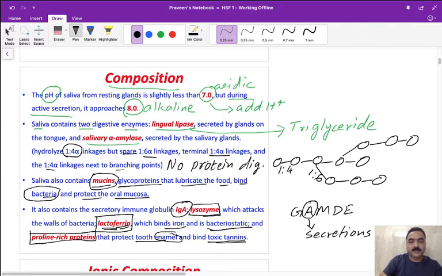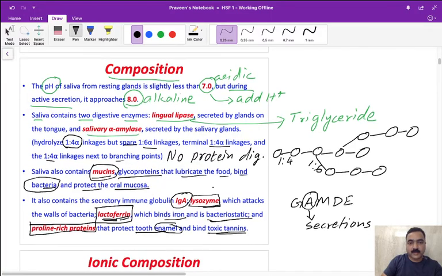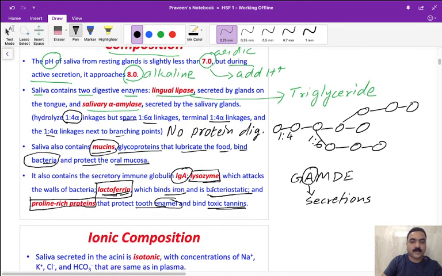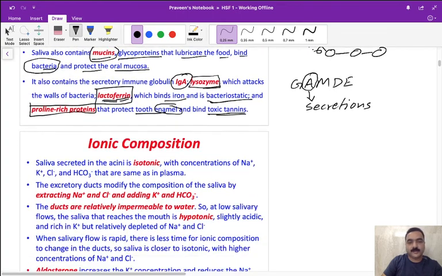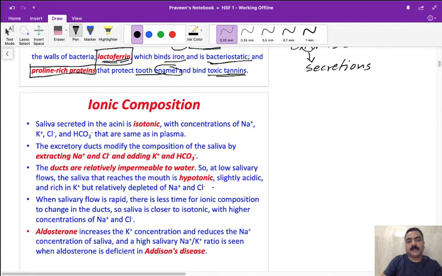So now let us move on to the ionic composition, how the ions like sodium, potassium and chloride are regulated, and what their importance is. We have also discussed the isotonic nature. When it is being secreted, saliva is isotonic to plasma. Same concentration of sodium, potassium, chloride, bicarbonate, everything is equal to that of the plasma.